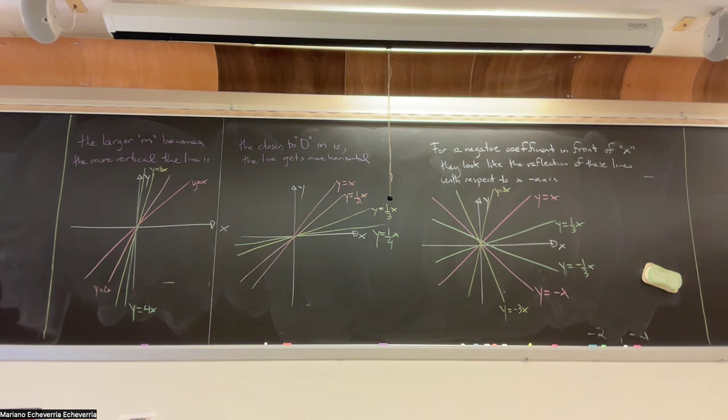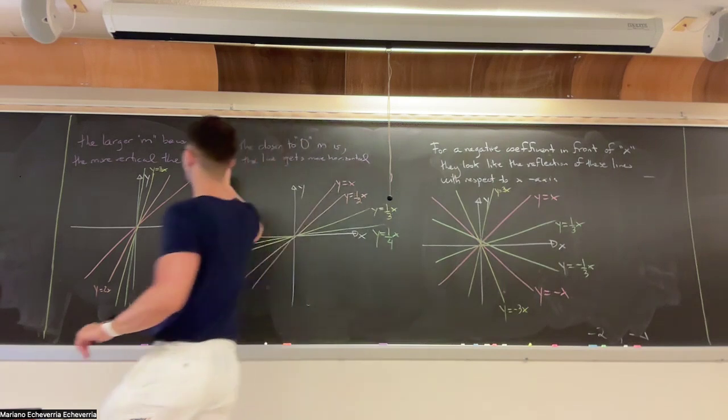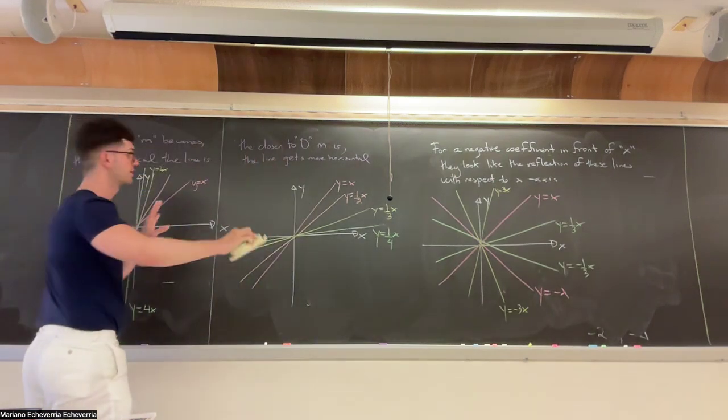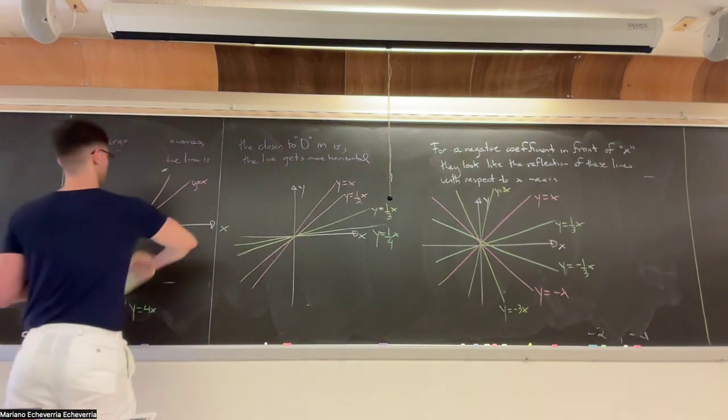Okay, so that is the hardest part to figure out of the line. If you write the line as y equals mx plus b, right now I was ignoring the plus b part.